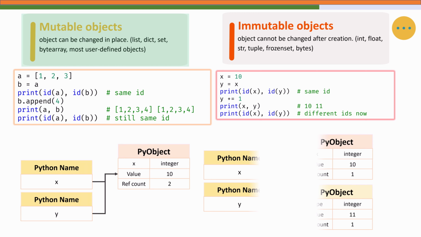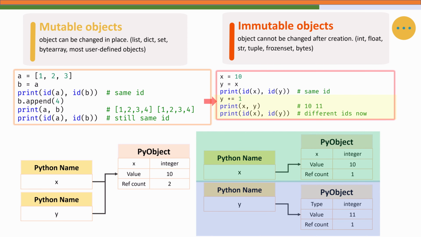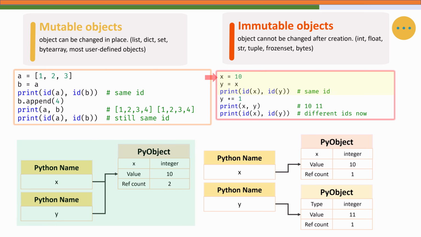Code block 1 deals with an immutable type like int. x and y initially point to the same integer object with value 10. x plus equals 1 creates a new integer object with value 11 and rebinds x to it. Notice that y still references the original integer with value 10. For immutable integers, when you do x equals 10, y equals x, both names reference the same integer object. But if you do y plus equals 1, Python creates a new integer and rebinds y to it. x still points to 10.